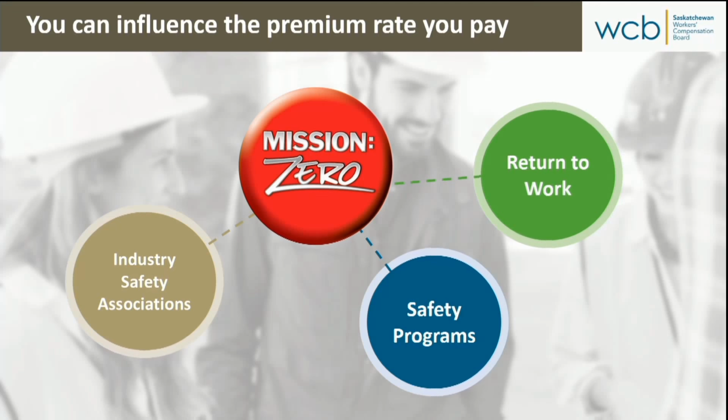Just as a reminder, you can influence the premium rates you pay. Healthcare is one of them, but many industries have seen reduced premium rates over the last several years. Many employers have seen significantly reduced premium rates based on their intentional efforts to identify and control hazards in the workplace. Our ultimate goal is 0 injuries, 0 fatalities, and 0 suffering. Injury prevention is the best way to minimize costs and human suffering.